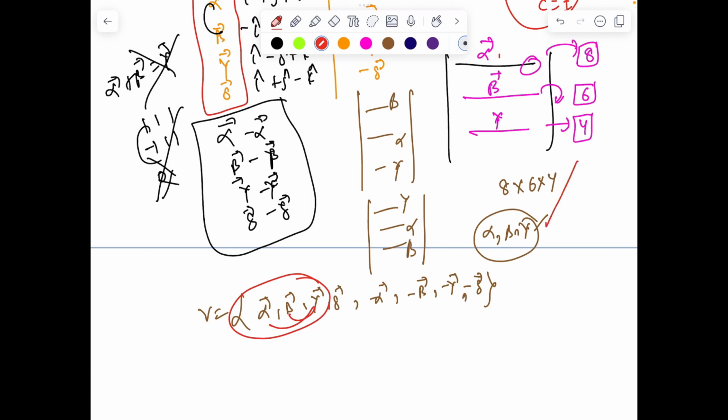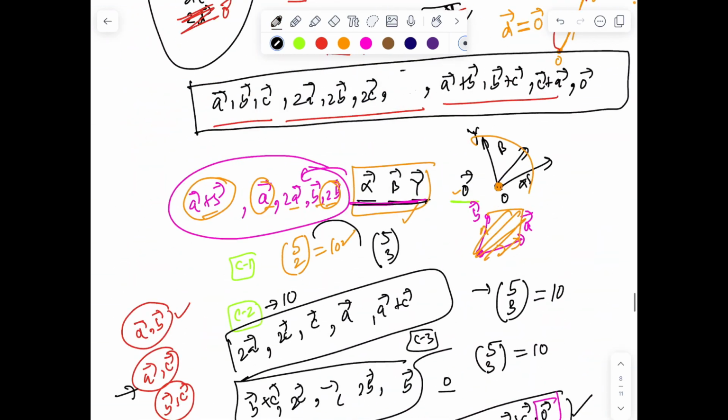So 8 into 6 into 4 is our counting, and how many times? Because we want these 3 to be identical. Actually we don't want their permutation or ordering to be in the picture, so we'll divide by 3 factorial. Final answer इसका जो आ गया that is 32. So there are 32 ways of doing this.